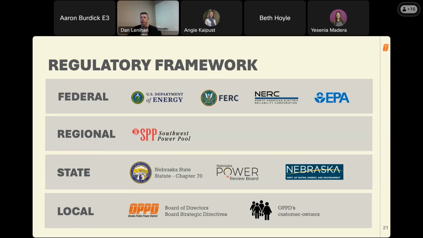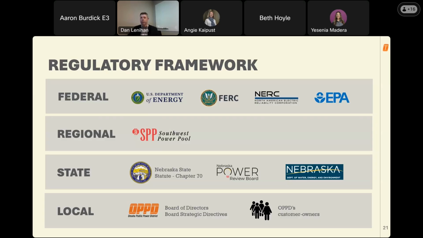So at the federal level, there's multiple regulatory bodies that regulate bulk power grid reliability, wholesale energy markets, and environmental protections that every electric utility in the country has to follow, including OPPD. At the regional level, OPPD is a member of the Southwest Power Pool region, where they dictate regional resource adequacy and grid reliability requirements, including how demand response can be attributed to supporting those items. They also oversee regional grid interconnection requests and expansion and administer the regional wholesale energy market that OPPD operates in.